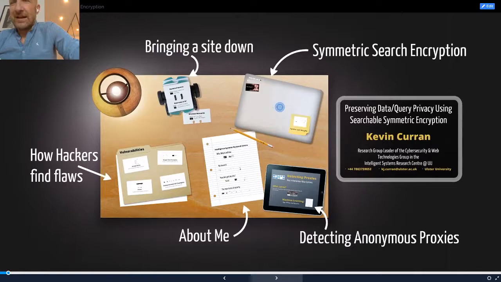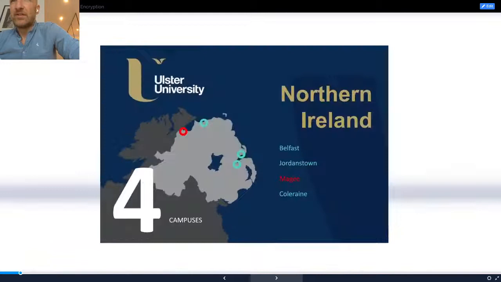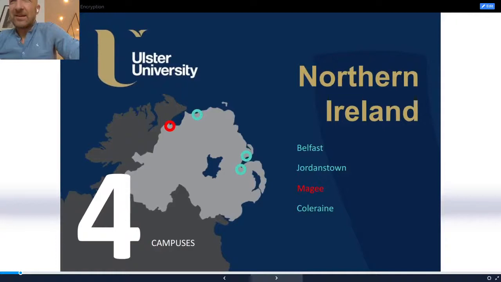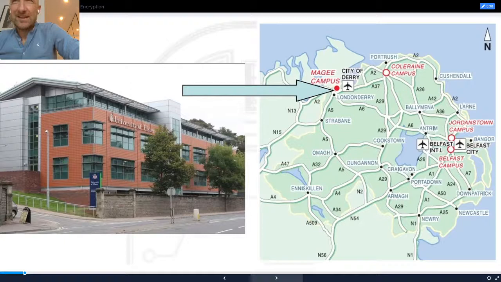So just a little bit about my background. I'm part of Ulster University. We have four campuses, and I'm based in a campus on the west coast of Ireland, in a town called Derry, stroke Londonderry. It's got two names because of the religious divide in Northern Ireland for many years. That's where I'm based. You can see Londonderry, and Derry is the city it's in. We have other campuses in Belfast as well.